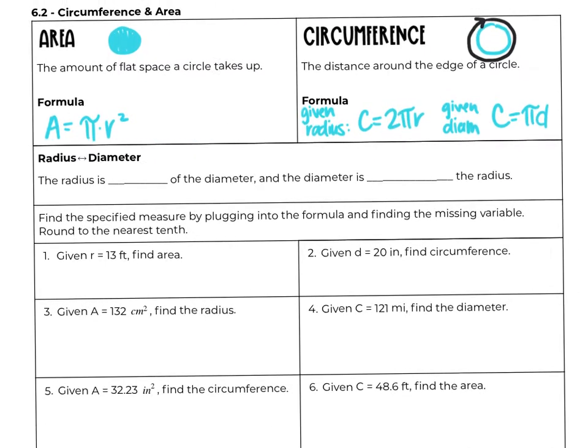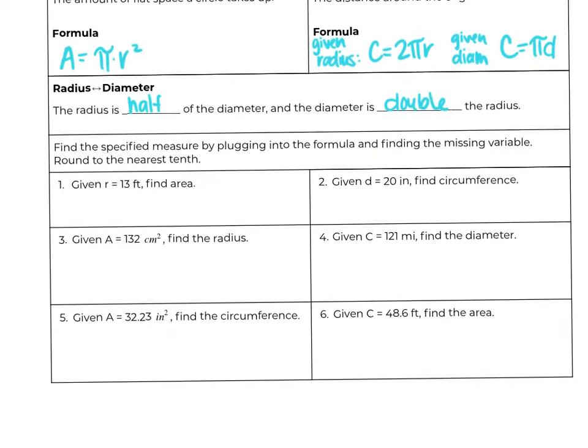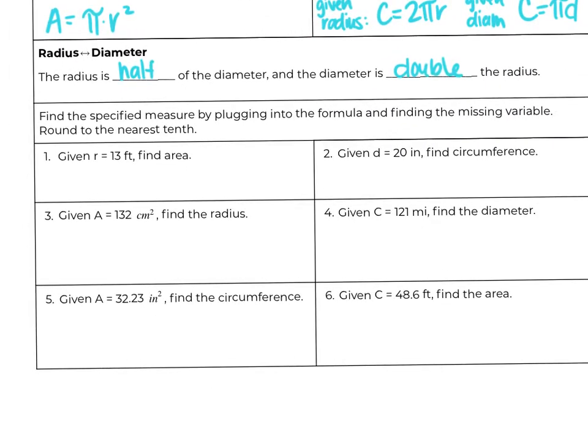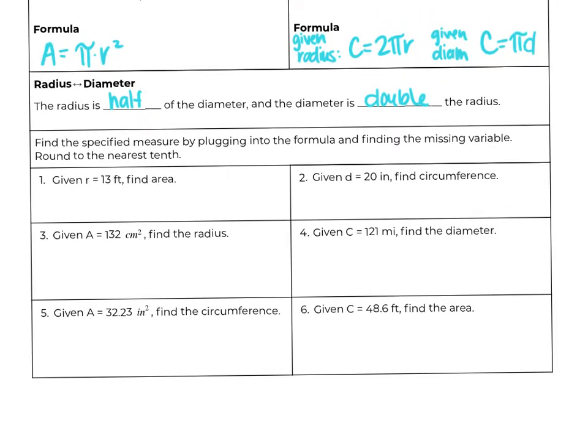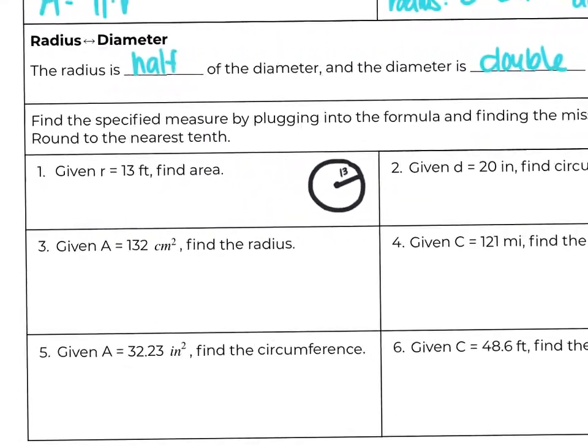All right, so kind of answered this next one, but the radius is half of the diameter, and the diameter is double the radius. So 1 through 6, you're going to find each missing measure by plugging that in and finding the missing variable, round to the nearest tenth. So on number 1, if you're given 13 feet, find r is 13, find the area. So I think on your homework they give you the picture, and then it's like, okay, the radius is 13, find area.